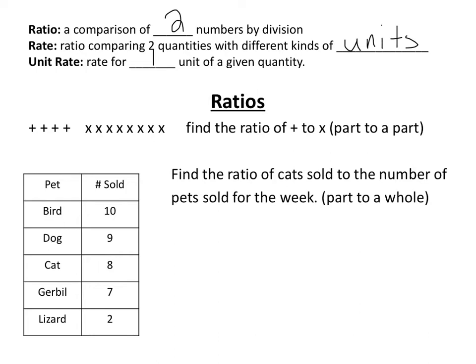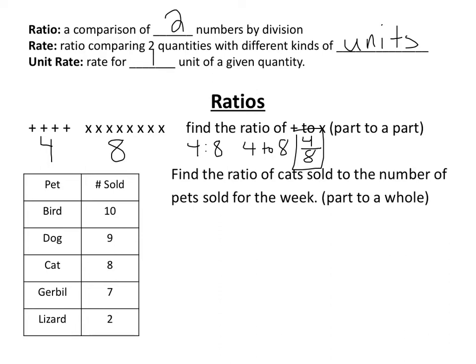So first we're going to look at ratios. We're going to find the ratio of pluses to x's, which is called a part to a part. So here we have 4 pluses, and then we have 1, 2, 3, 4, 5, 6, 7, 8. There are 8 x's. So we can write it as 4 to 8, or as 4 over 8. Typically in math class you're going to write ratios as a fraction.